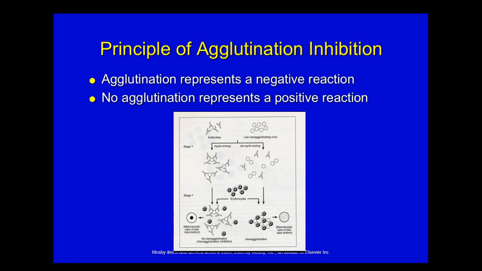We also have agglutination inhibition. This is where agglutination represents a negative reaction and no agglutination represents a positive reaction. So it's the opposite of what you would think.